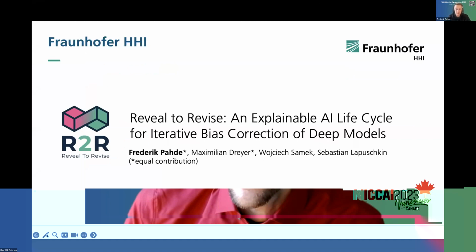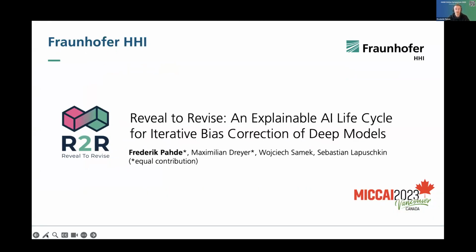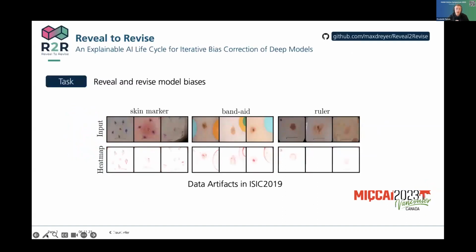So, as already introduced, I'm Frederik Pahde, and I'm a research scientist at the Fraunhofer Heinrich-Hertz-Institute in the Explainable AI group. And today I want to present our work that we published at MICAI with the title Reveal to Revise, an Explainable AI Life Cycle for Iterative Bias Correction of Deep Models. This is a joint work with my co-workers, Maximilian Dreyer, Wojciech Zamek, and Sebastian Lapushkin. And our Reveal to Revise framework has the task of, as the name suggests, revealing and revising model biases, so very related to the previous talk.